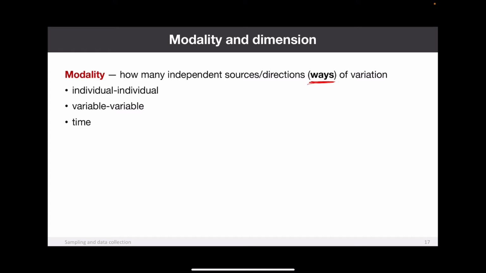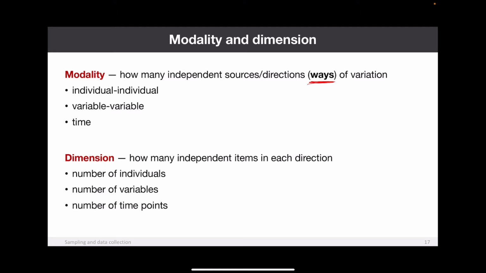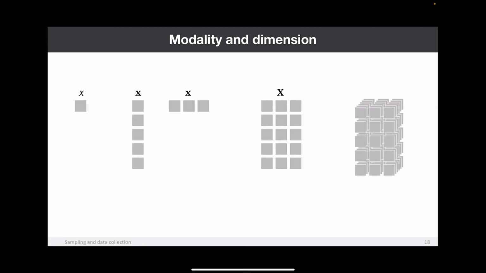Then I can actually continue, but I think you got the idea. So modality means how many of these ways of variation you have in your data, right? If you don't do time measurements, but you have many individuals, many variables, then you have a modality of two, or two-way data. Dimension is how many independent items you have in each direction. For example, how many individuals you have, how many variables you have, how many time points you have. That defines a dimension of your data. And what you see on this slide is probably the most typical way to organize your data related to modality and dimension.